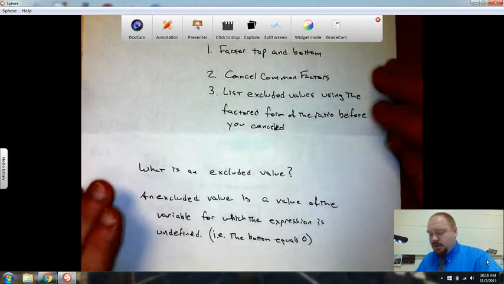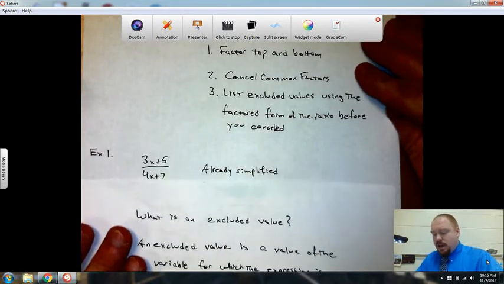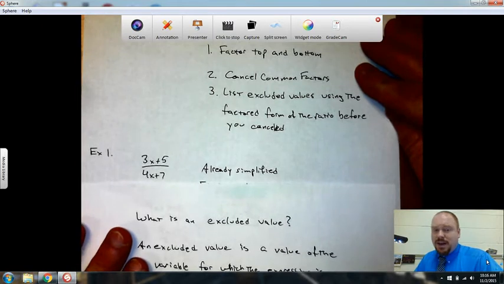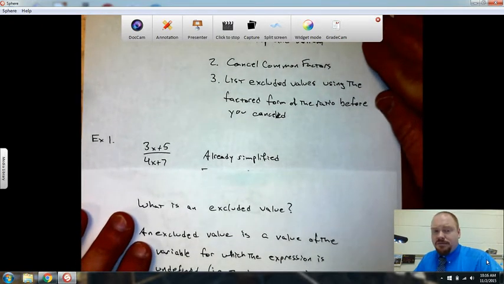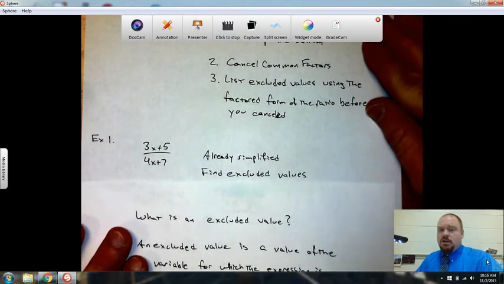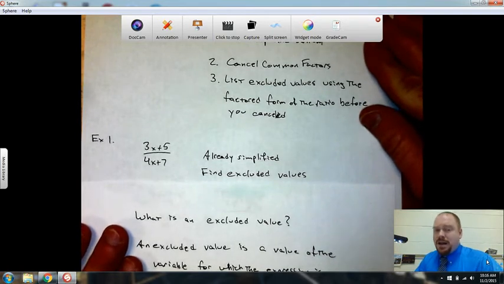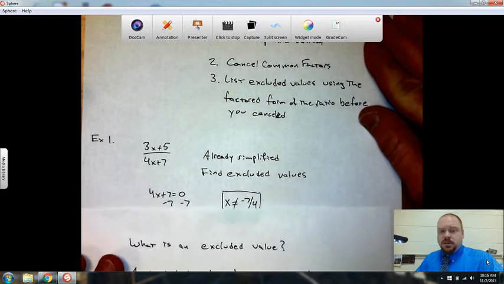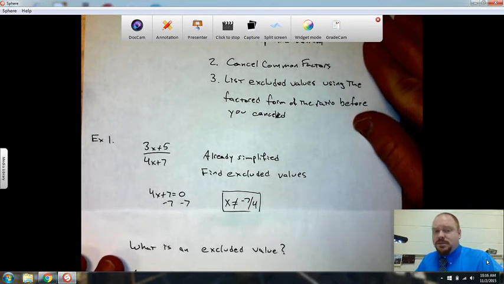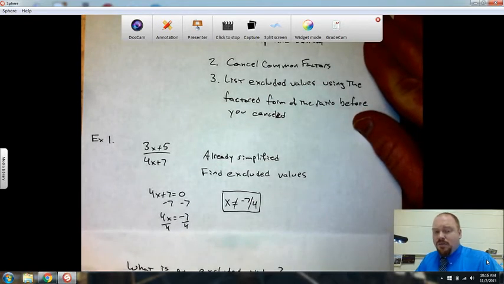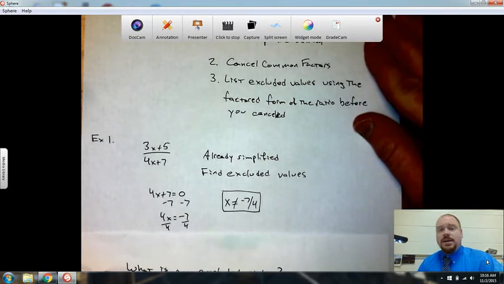Alright, so here is a very basic example. It's already simplified. It's already factored, meaning you can't simplify it any further. There's nothing to cancel. So I must find the excluded values. I'm just going to set the bottom equal to 0. Subtract 7 from both sides, divide by 4, and we find that our excluded value is that x cannot equal negative 7/4. That's all there is to finding excluded values.